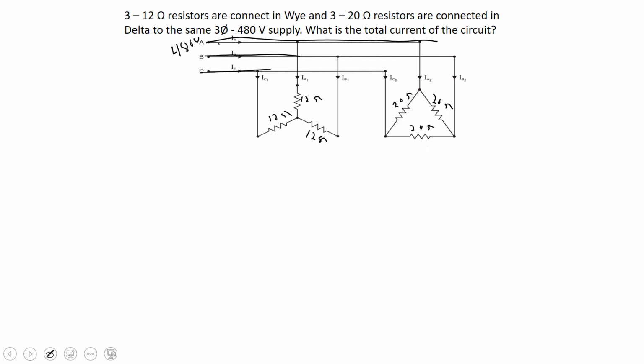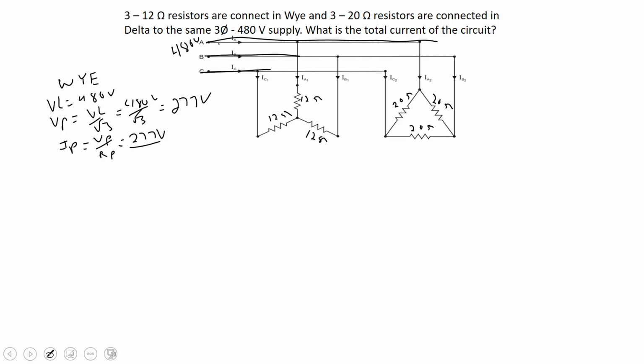So let's go ahead and figure out our values for our Y circuit. Well, we know on the Y side, the V line is 480 volts. So we can figure out our phase voltage by taking V line and dividing it by root 3. That's 480 divided by root 3, which comes to 277 volts. We can then figure out our phase current. Our phase current is going to be our V phase divided by the R of our phase. So that's 277 divided by 12 ohms, which comes to 23 amps. And I line is the same as I phase. Let's see what that looked like on a phasor diagram.